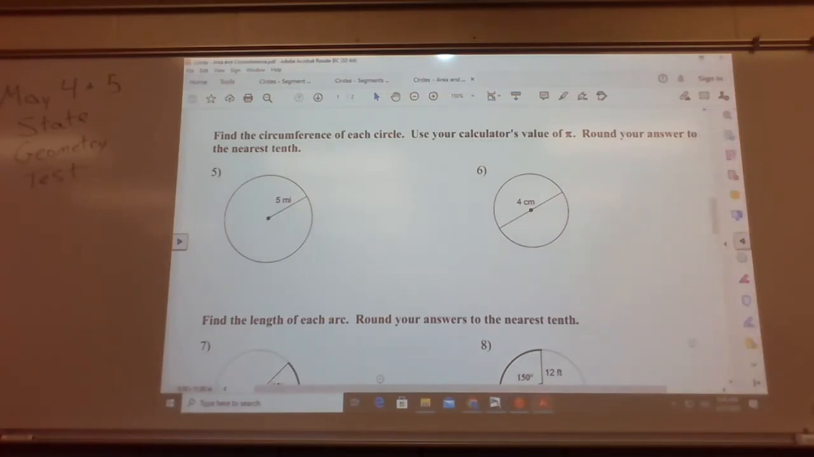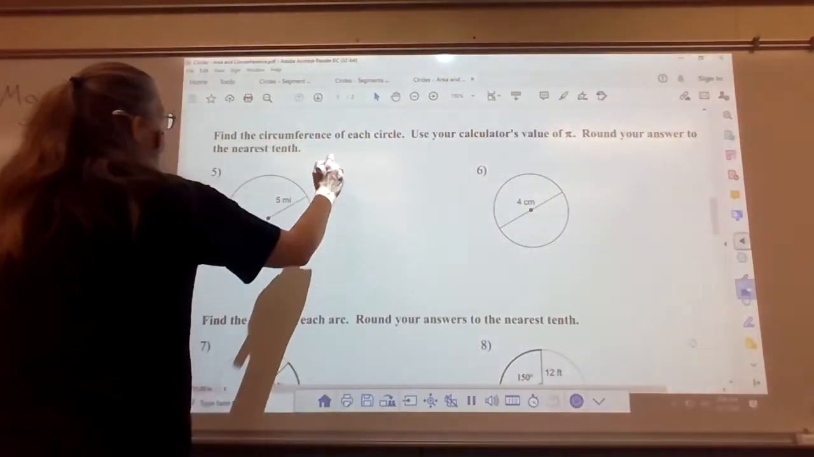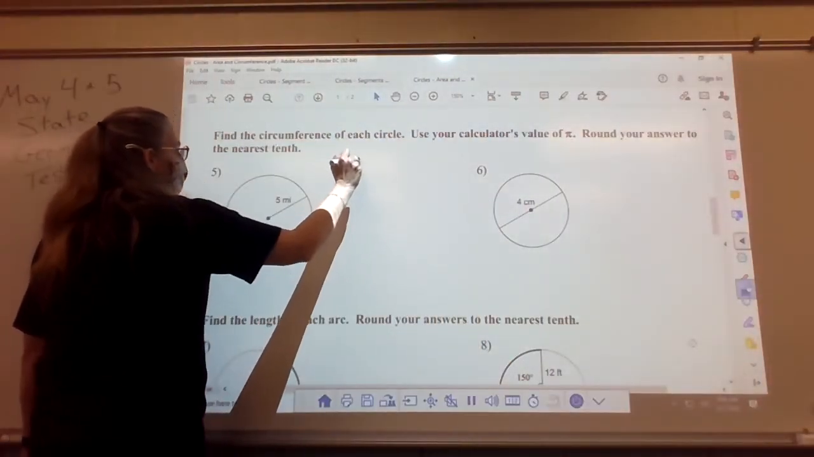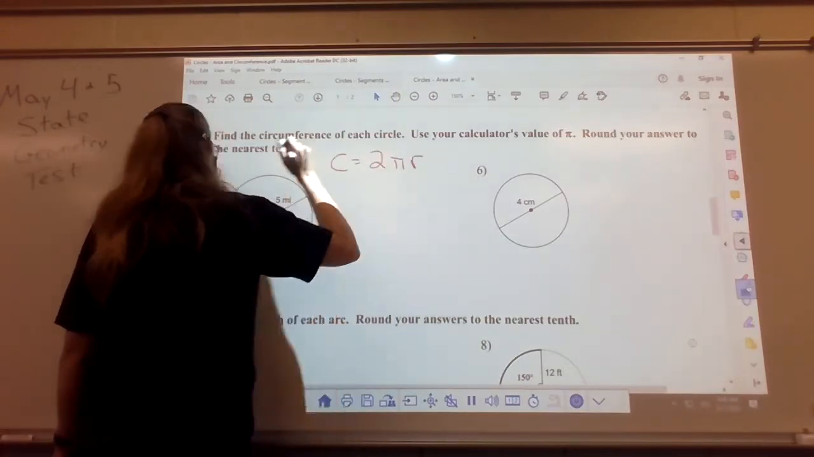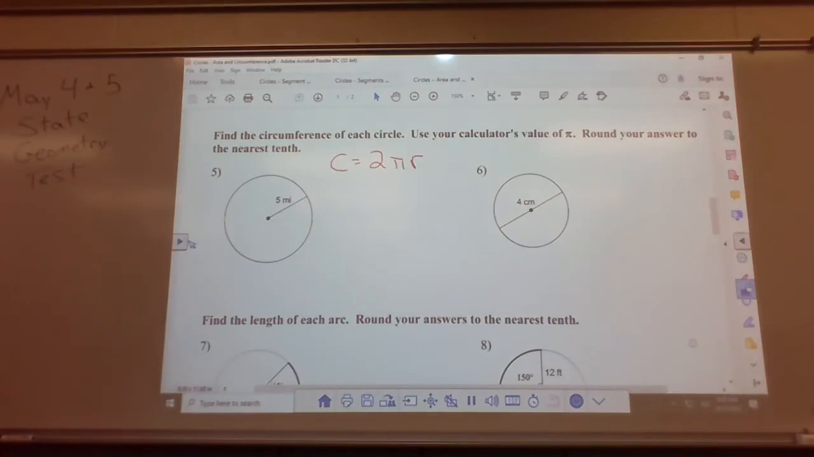Now, like I said, circumference. That one really went rough on that pretest thing. Does anybody remember the formula for circumference? 2 times pi times r. Good job. 2 pi r. So instead of squaring the radius, you're just going to multiply by 2.